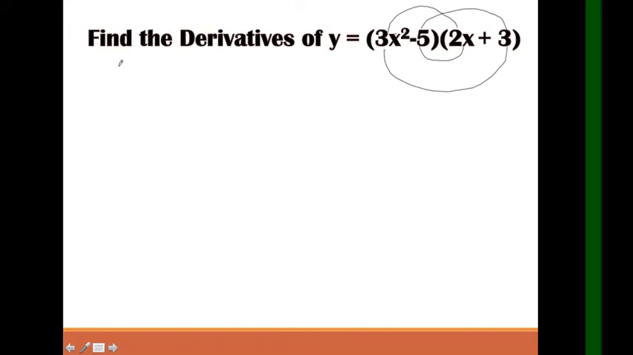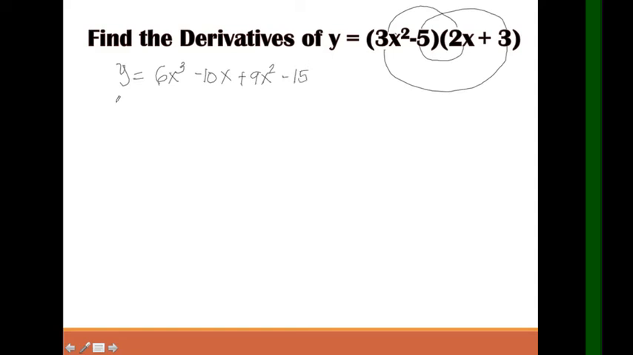So, we have y. Hindi muna tayo maglalagay ng derivative because wala pa naman. So, we have 3 times 2 is 6. Then, x. 2 plus 1 is 3. So, cube. Then, the next one is yung sa gitna. So, we have negative 5 times 2 is negative 10x. And 3x squared times 3 is 9x squared. Tama? And then, lastly, negative 5 times 3 is negative 15.